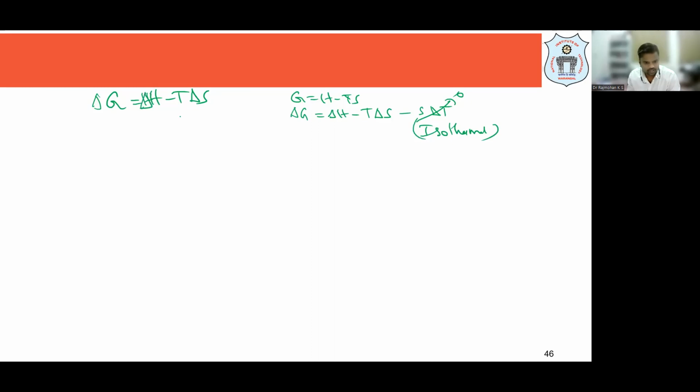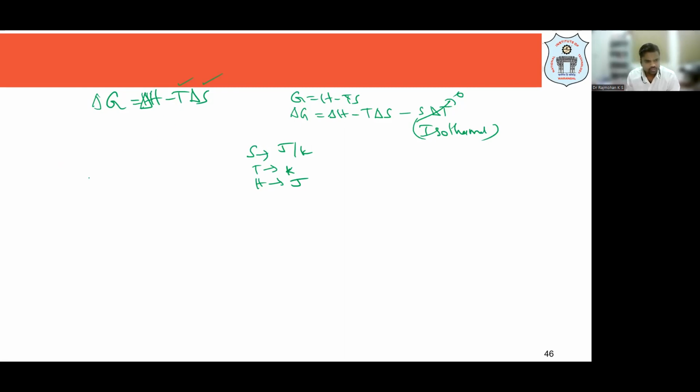So delta G equals delta H minus T delta S, where H is the enthalpy in joules, T is the temperature in Kelvin, and S is the entropy in joules per Kelvin. We should know the units: S is in joules per Kelvin, temperature is in Kelvin, and H is in joules. We are doing this reaction at constant temperature, so we have this condition. So the change in Gibbs free energy at constant temperature in a chemical reaction is given by this equation.